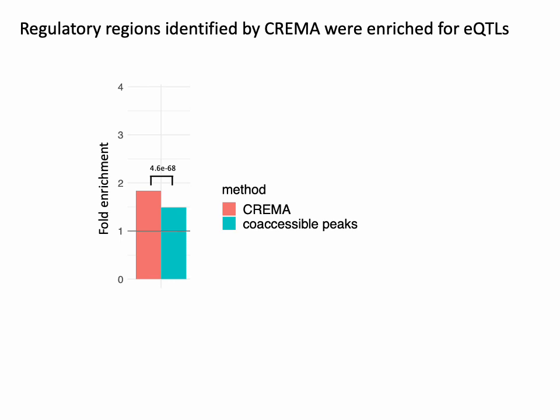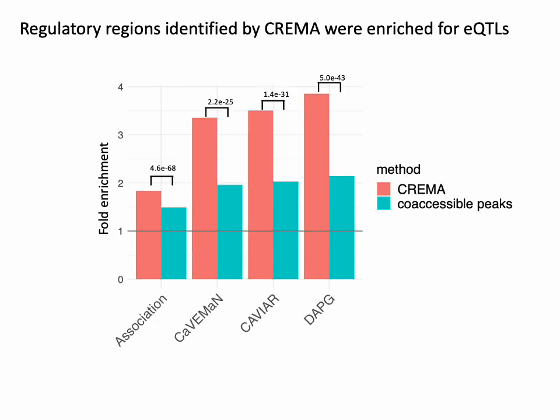We compared CREMA to a baseline of directly using the co-accessible ATAC peaks using only the ATAC modality of the multi-omic data. We found that by combining the RNA and ATAC modality in the multi-omic data, CREMA has better performance than the method that only uses the ATAC modality. This is using statistically associated eQTLs. We also checked the eQTLs from 3 fine mapping methods reported in the GTEx database to further show that our method successfully identified regulatory regions.